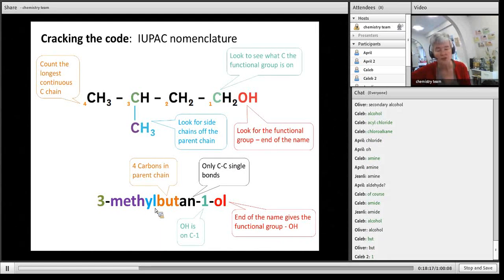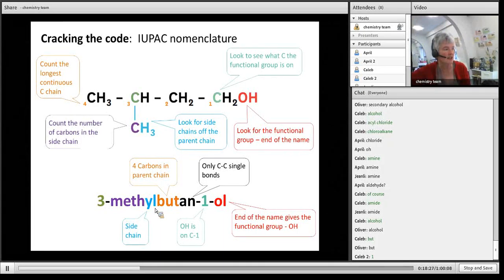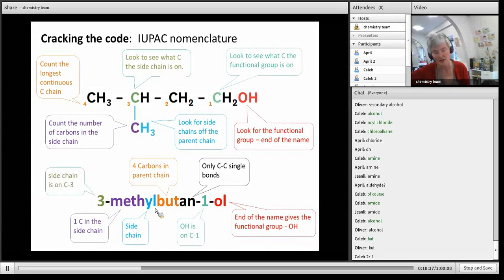So we use meth. And that word meth comes from methane. They called it methane before they knew it had 1 carbon in it. Okay, so that's a side chain, and then we count the carbons. There's 1. And then the final thing is we've got to say where that side chain is, and it's on the 3rd carbon, so we put the 3 in there. So that's the code that we use when we make our IUPAC names.